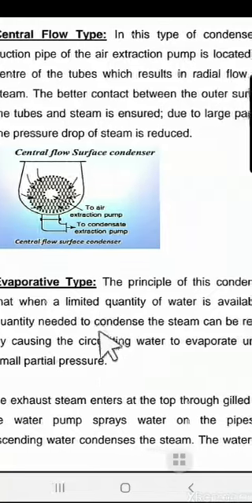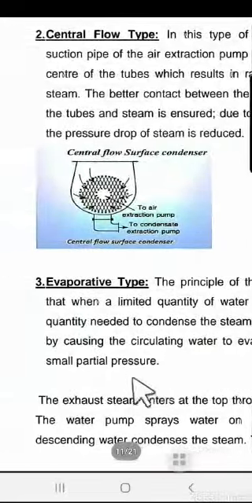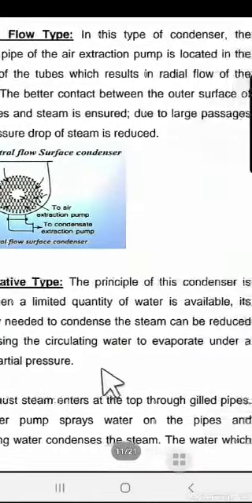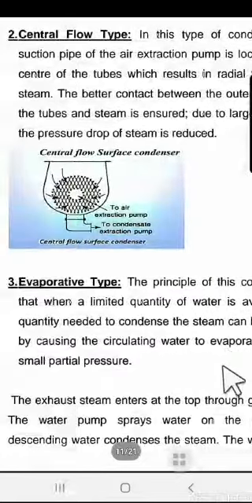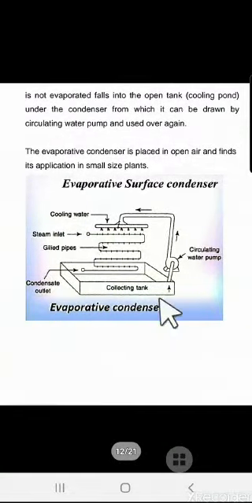And the next is the evaporative type surface condenser. The principle of the evaporative type condenser is used when a limited quantity of water is available. When a limited quantity of water is available, the quantity needed to condense the steam can be reduced by causing the circulating water to evaporate under a small partial pressure. You can see this is the evaporative surface condenser.